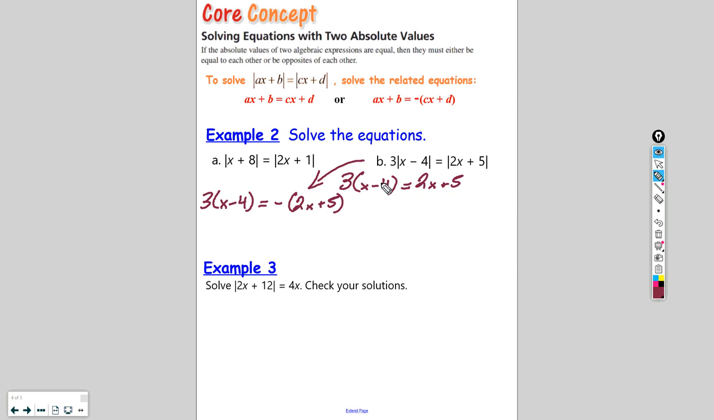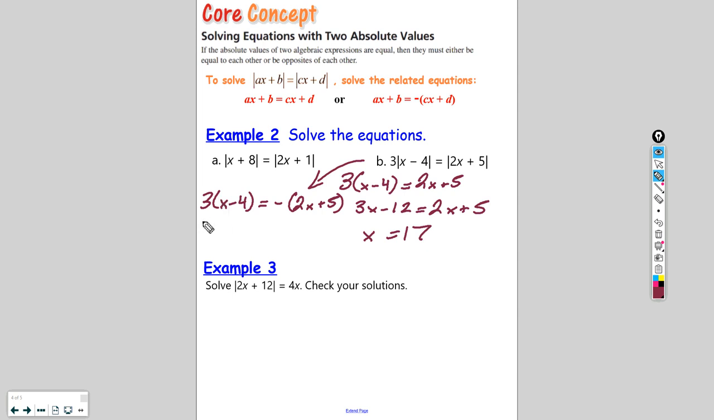All right, so on this first one that we set up, the positive version, we're going to distribute. Then we're going to get all of our x's over to one side, so I'm going to subtract 2x. That'll leave me with x on the left side. Add 12, and that'll give us 17 on the right side.